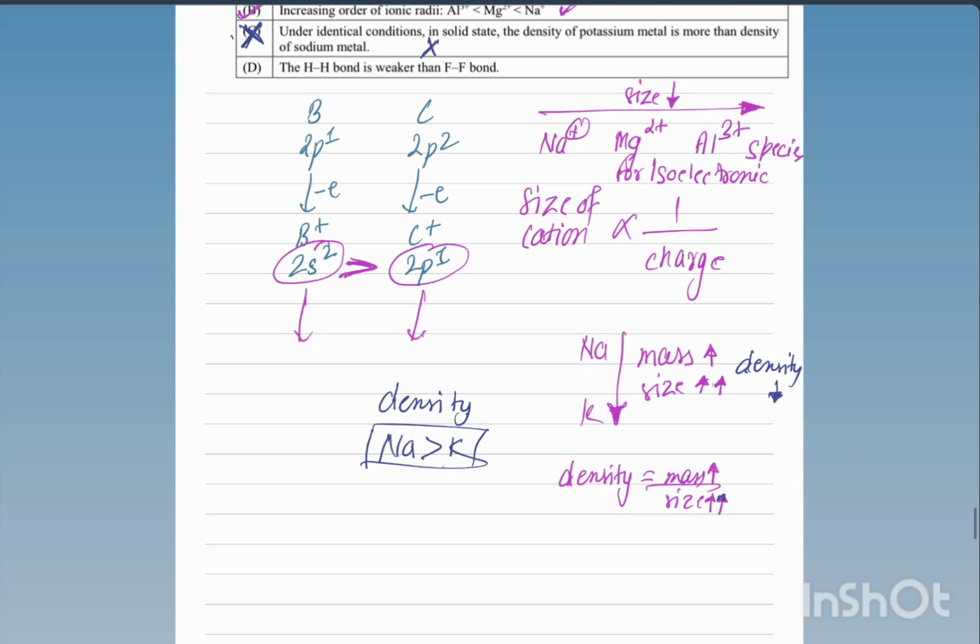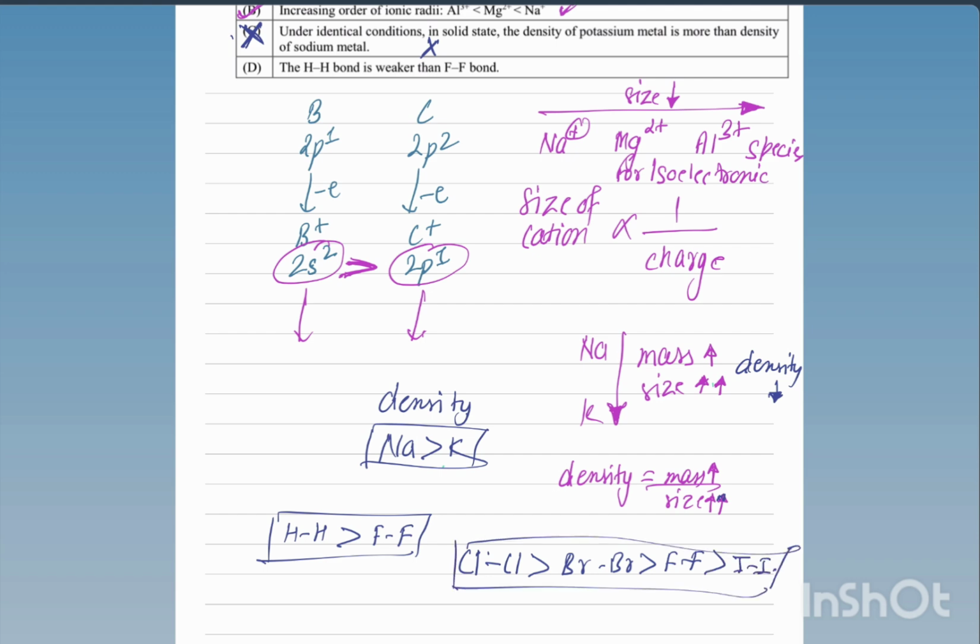And D: the H-H bond is weaker than the F-F bond. This statement is also wrong, as F-F is weaker because F-F has lone pair repulsion. H-H is stronger and F-F is weaker. You also remember that the order is Cl-Cl bond is the strongest, then Br-Br, then F-F, and then I-I. That means the F-F bond is weaker than Cl-Cl and Br-Br also. So that's why this D option is also wrong.